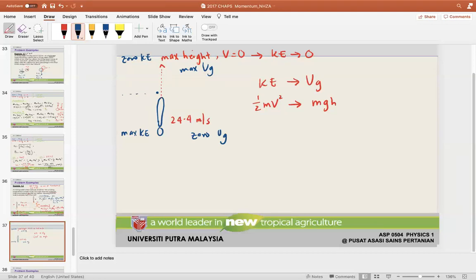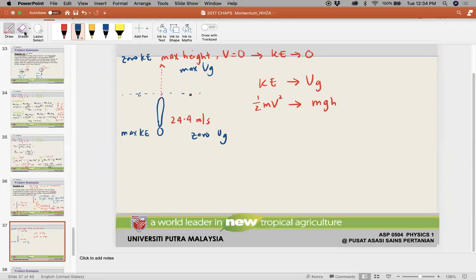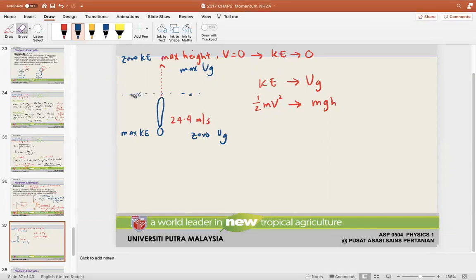Because if I were to calculate it here, I wouldn't know what the kinetic energy is here or what the UG is here. I would need to know the height and the velocity. So it becomes complicated. So the question is doing you a favor and just asking, what is the maximum height the baseball and the bullet can rise? Which means that V is already equal to zero, and the problem is simplified.